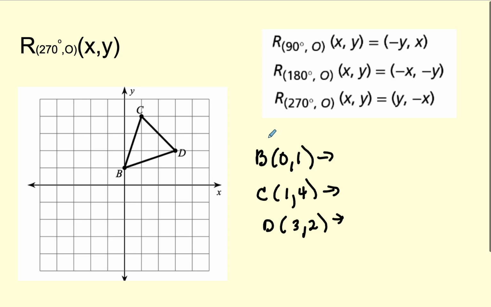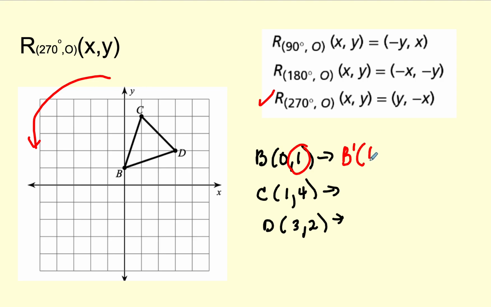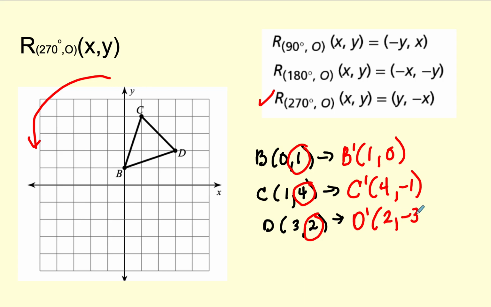Let's take a look at turning 270 degrees. Remember, we're turning counterclockwise. This is the rule, and the rule says to take our y and make it into our x coordinate, and then change the sign of our x coordinate and make it our y coordinate. So this is B prime. We take our y, move it up here, and we don't change the sign of 0. We take our x coordinate, move it up, and change its sign.